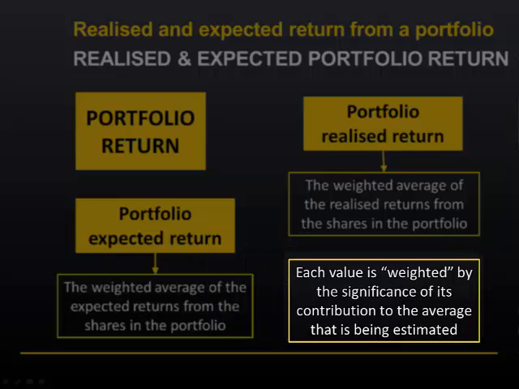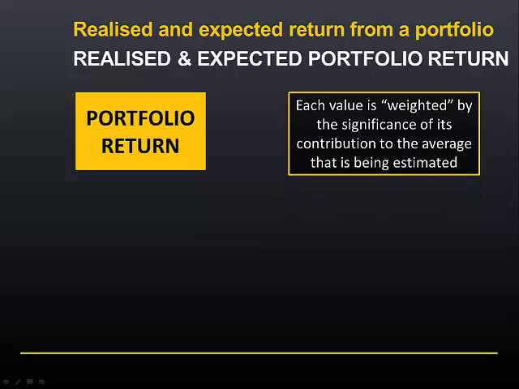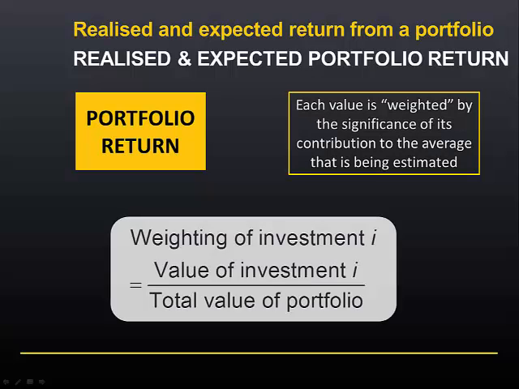Recall that when we calculated the expected return from a single share, it was the weighted average of the possible returns from the share, weighted by the probability of each of those possible returns occurring. In this module, the realized return and expected return are also calculated using weighted averages, but the weightings we will use are the value of each share in proportion to the total value of the portfolio. Note that just as was the case with probabilities, all of the weights must add up to 1.